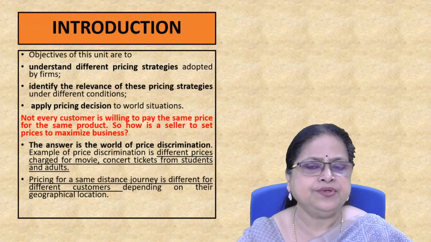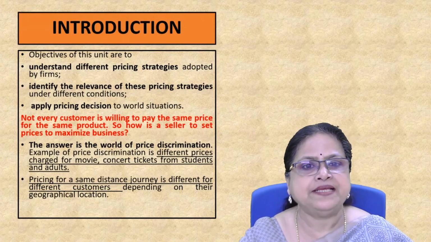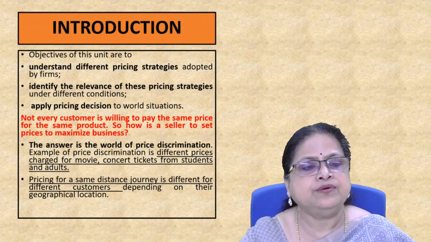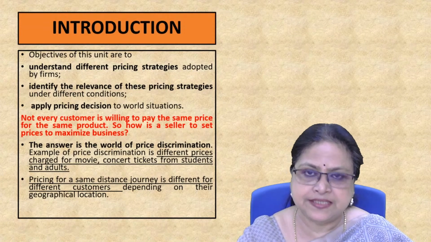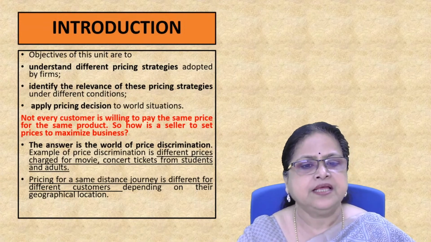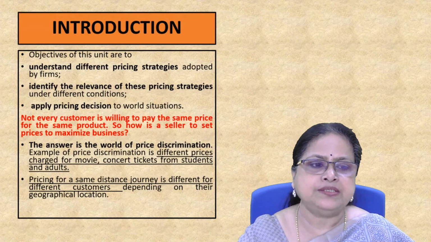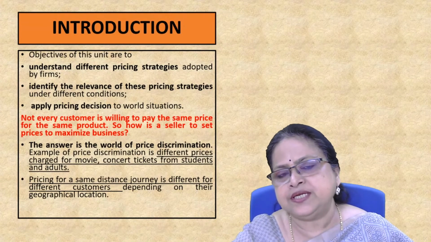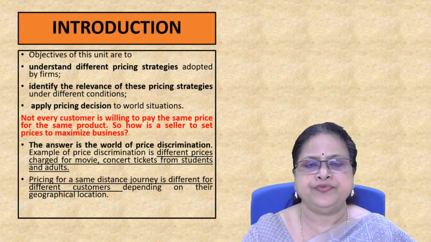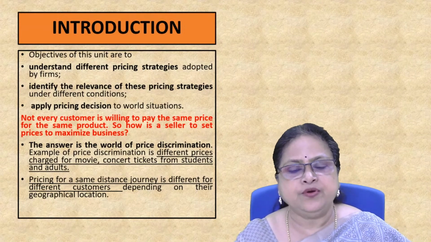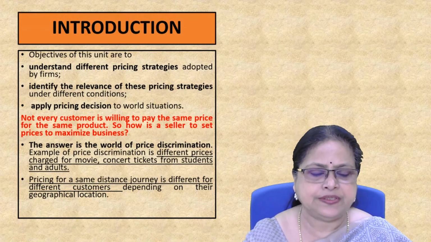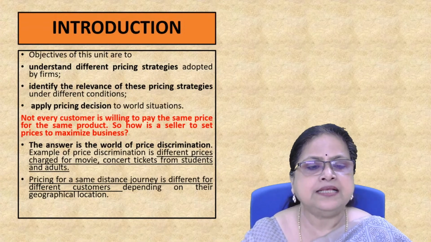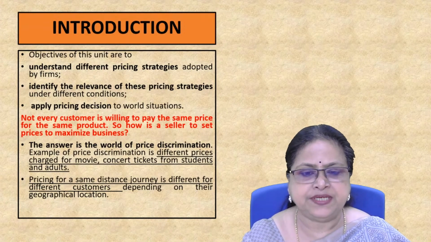So the objective of this unit is to understand different pricing strategies adopted by firms, identify the relevance of these pricing strategies under different conditions, and then apply the pricing decision to the situation. Whatever we discussed till now was from the firm's point of view, but not every customer is willing to pay the same price for the same product. So, how is a seller to set prices to maximize business? The answer is the world of price discrimination.